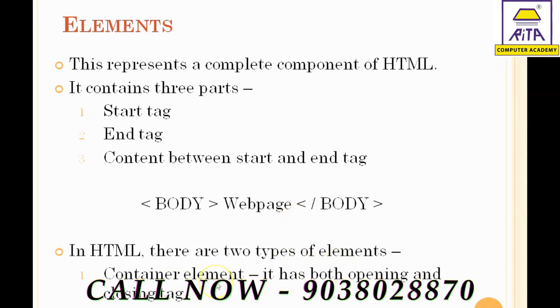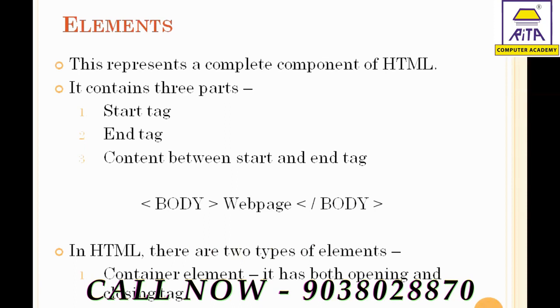Now in HTML there are two types of elements. One, container element. It has both the opening and the closing tag, just like this body tag. It has an opening tag, it has an ending tag. So body tag is a container element. And the second one is the empty element. It has only the opening tag. We will discuss both the container element and the empty element in the next videos. But for right now, the container element has both opening and closing tag. The empty element has only the opening tag.